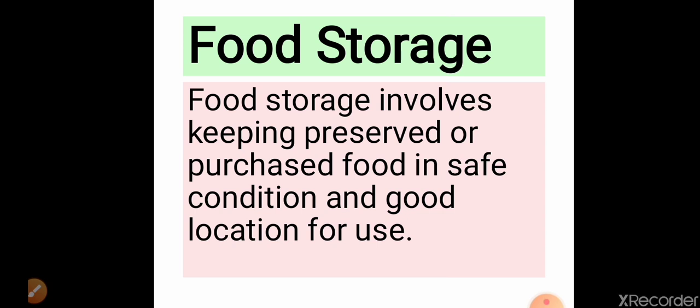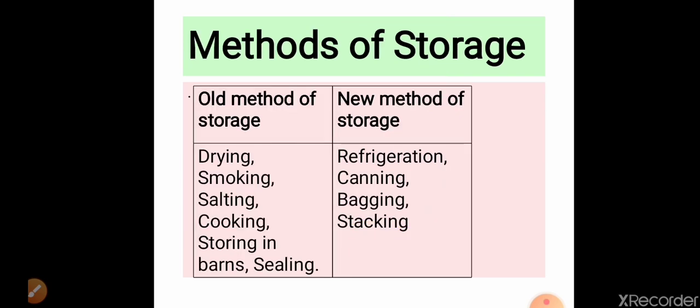Now, how can we keep those foods in good condition? These ways of keeping food in good condition are called the methods of storage. The method of what? Storage. We have two types of storage: the old method of storage and the new method of storage.